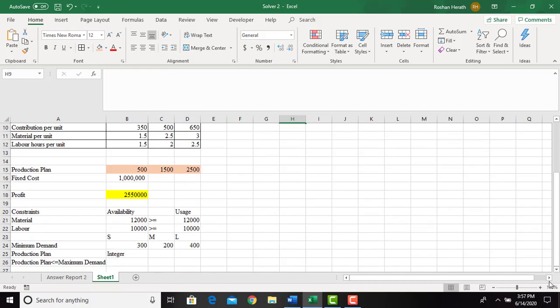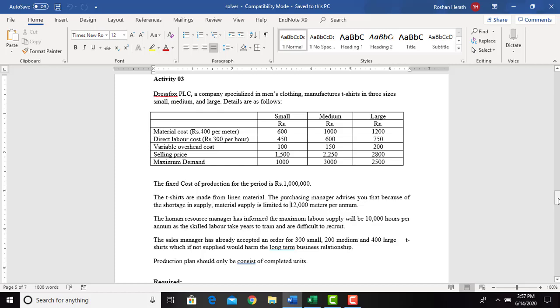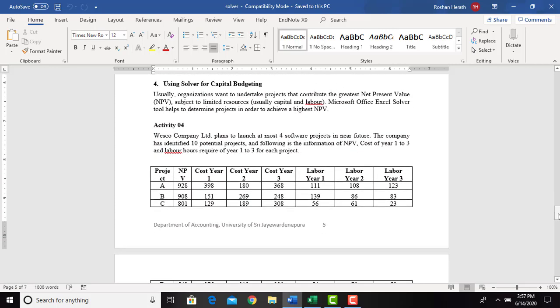Similar to this, right. Now let's go to the second application of solver. So as I explained, when it comes to the solver application, you can use this for capital budgeting decisions. For the capital budgeting decision, this can be used.